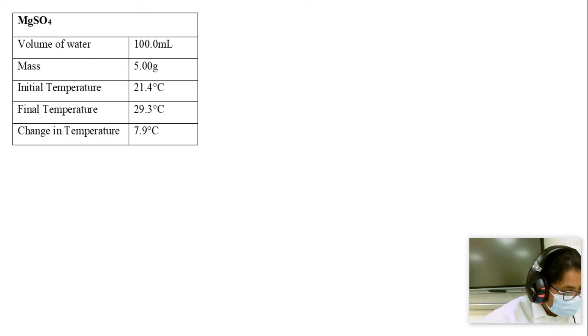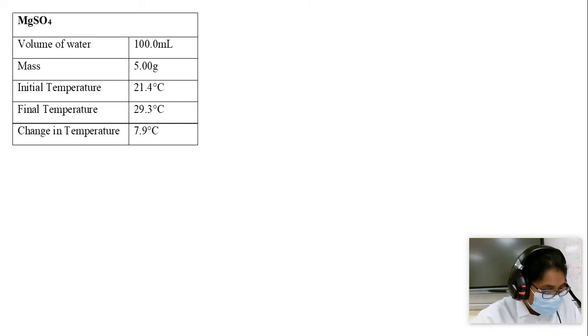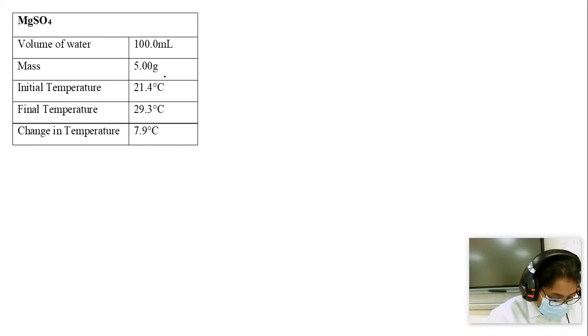All right, everybody. So I'm going to go over an example calculation of what I want to see in your lab. I have magnesium sulfate here, so I'm going to show you how to calculate the molar enthalpy of solution for magnesium sulfate being dissolved in water. Okay, so I have the volume of water here, and I have the amount of magnesium sulfate I'm using right there, and the initial temperature and the final temperature and the delta T calculated.